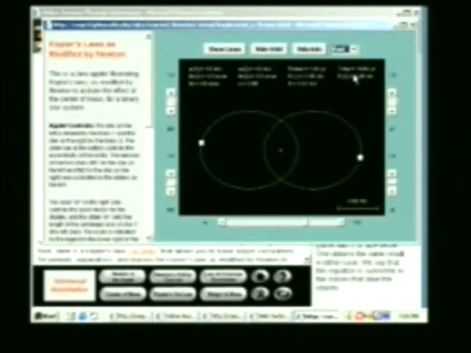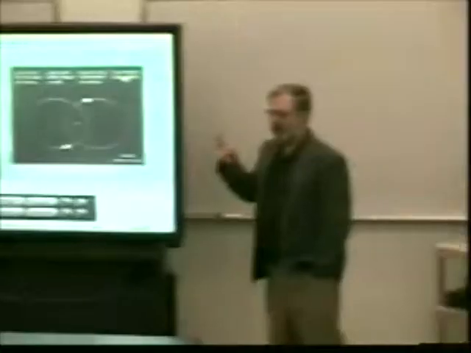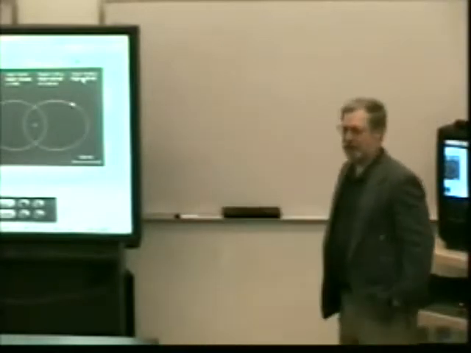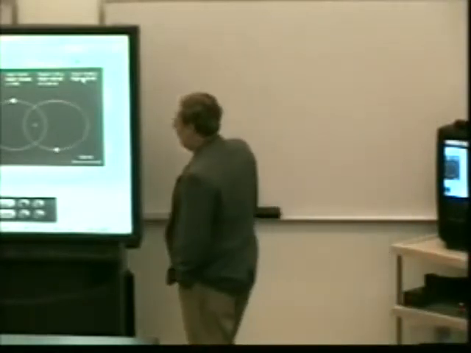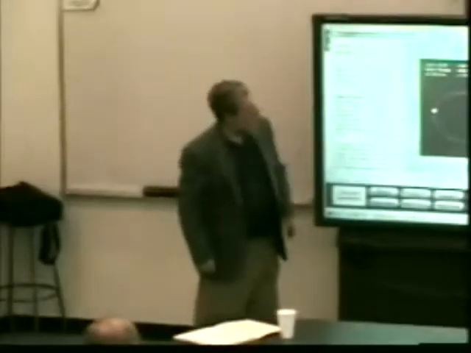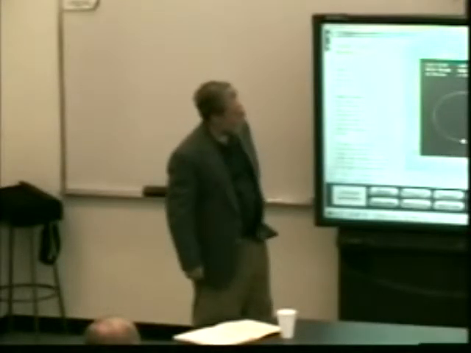So this is a Java applet. It illustrates the motion of two objects around the common center of mass under the influence of gravitational attraction between the two objects. So, for instance, this could be a binary star system. The center of mass is here. Center of mass is at that point, and there are the two masses revolving around the center of mass.